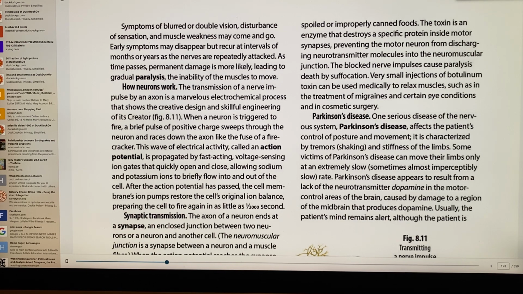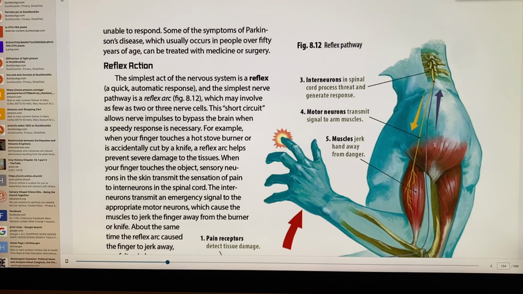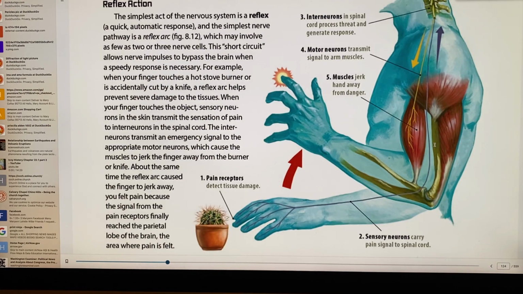And so they're low in dopamine, and it's usually because of areas of the brain, especially in the midbrain, that cause this dopamine to be produced. Parkinson's usually occurs in people over 50, but sometimes brain damage can cause it too, which limits that dopamine from being produced. Parkinson's disease.